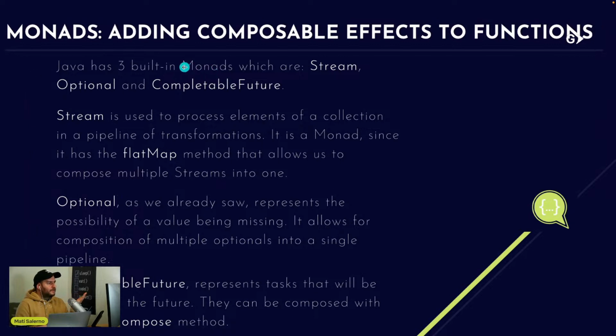So in Java, we have three built-in monads. We have Stream, we have Optional, we have CompletableFuture. Stream is used to process elements of a collection and apply a pipeline of transformations. And it is a monad because it has the flatMap method.